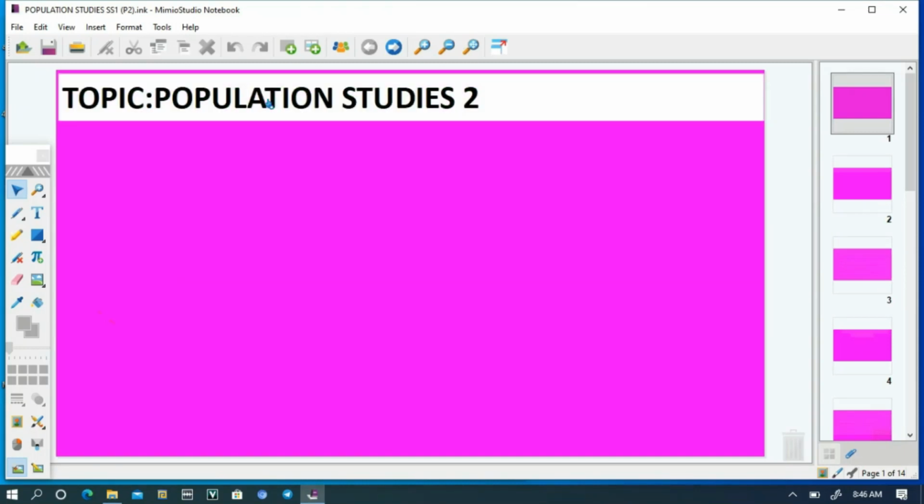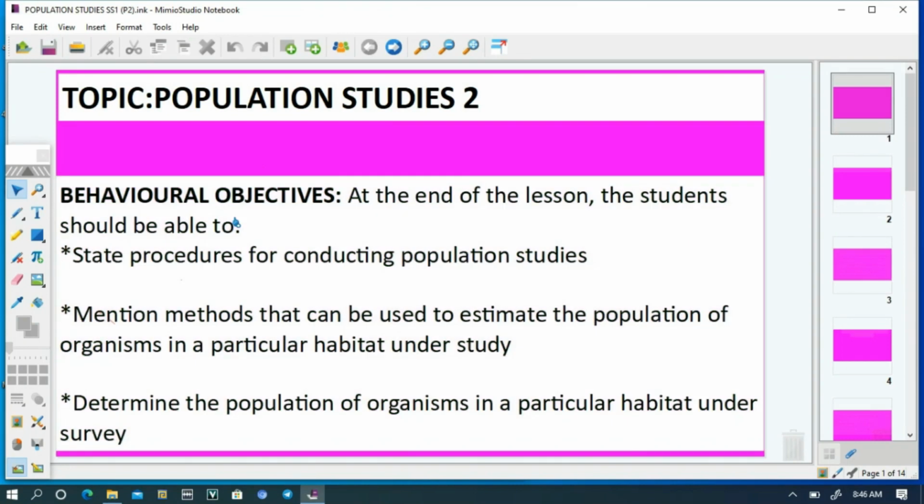Population Studies, Part 2. At the end of the lesson, the student should be able to state procedures for conducting population studies, mention methods that can be used to estimate the population of organisms in a particular habitat under study, and determine the population of organisms in a particular habitat under survey.